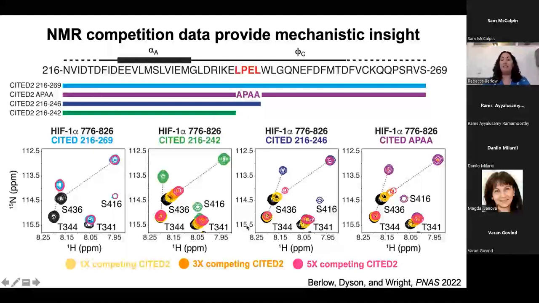So that tells us that something about that N-terminal region is important for binding and competition with all of the peptides that we're testing here. The other thing that we can see is that we're seeing an increase in the population of the CITED2-bound state for peptides that are better binders and competitors. And so that doesn't seem too surprising.